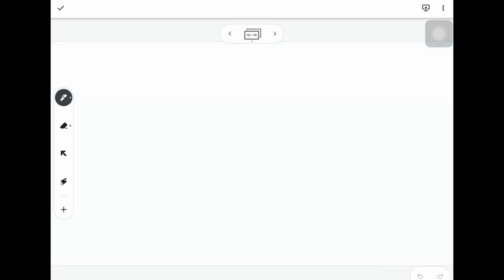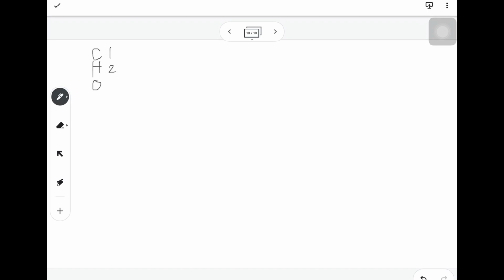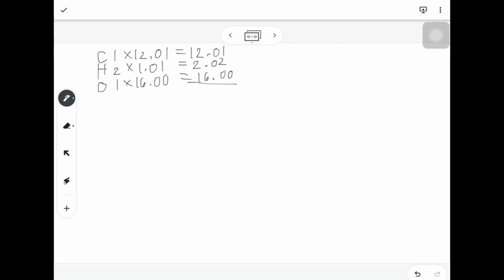However, this is not the end. We need to get the molecular formula. To get the molecular formula, first, we calculate the molar mass of the empirical formula of the glucose. So, we have 1 carbon multiplied by 12.01, which is its atomic mass, results in 12.01. We have 2 hydrogen multiplied by 1.01, which is 2.02, and 1 oxygen multiplied by 16, which is 16. Add them all up together, and we have 30.03 grams per mole.